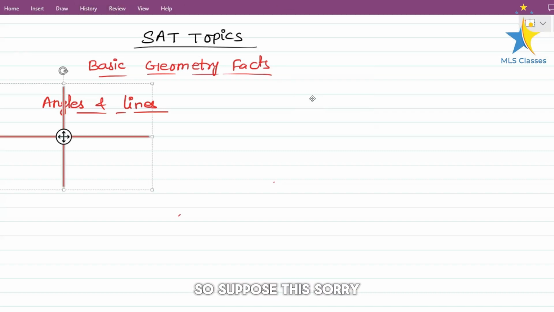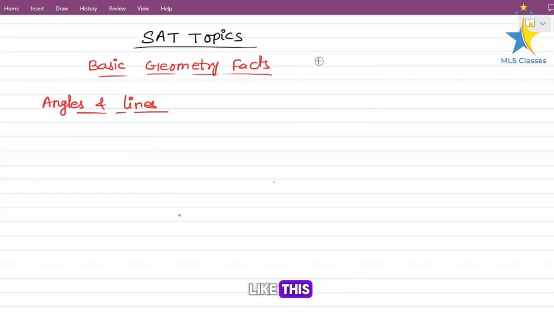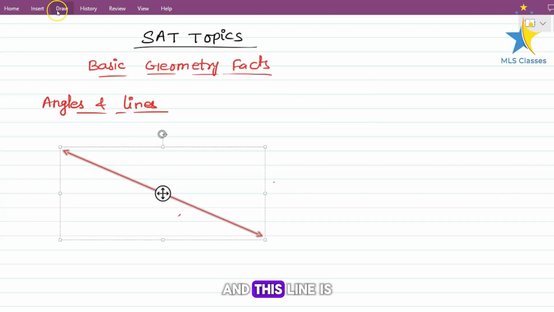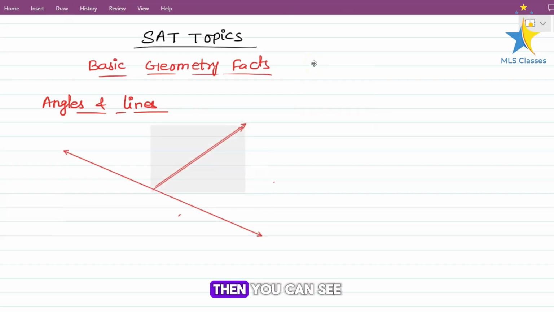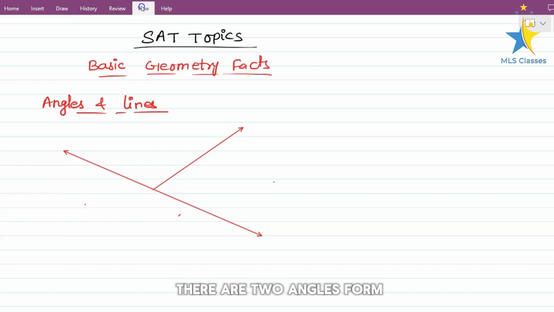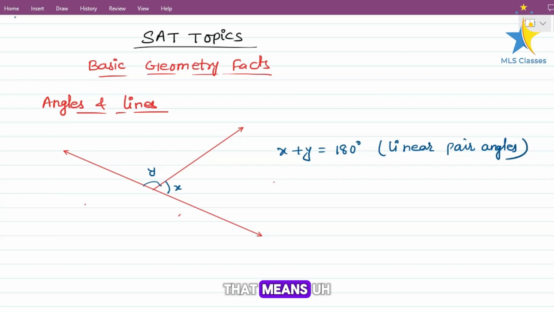Suppose we have a line which is given like this, and this line is divided into two parts by another line. Then you can see there are two angles formed. One is, suppose, x, and this is y. The sum of these two angles, x plus y, is equal to 180 degrees, and they are called linear pair angles. That means when two lines intersect, the adjacent angles formed are linear pair angles.